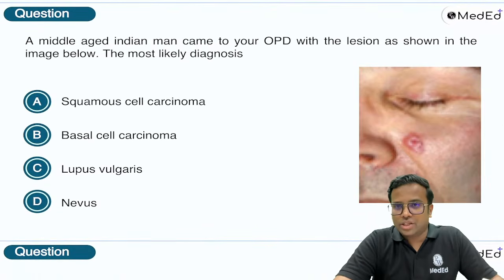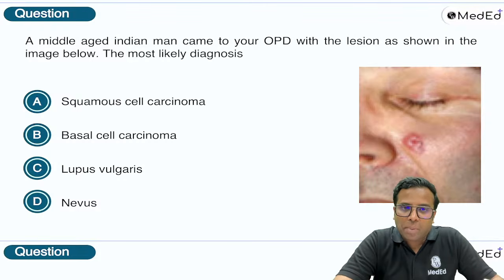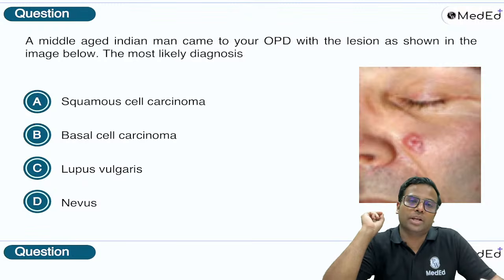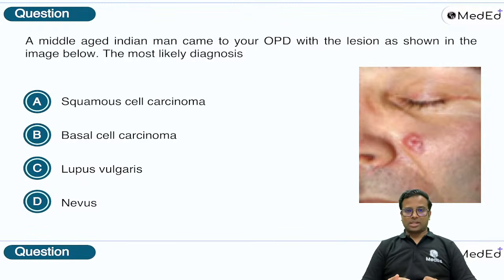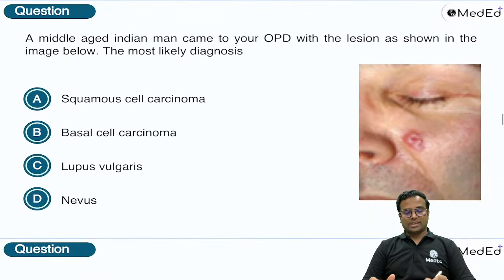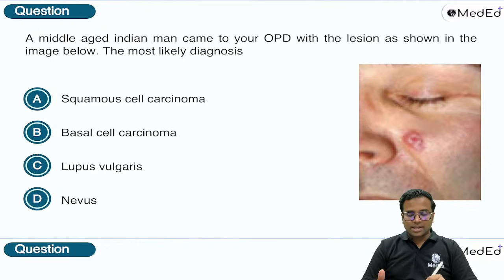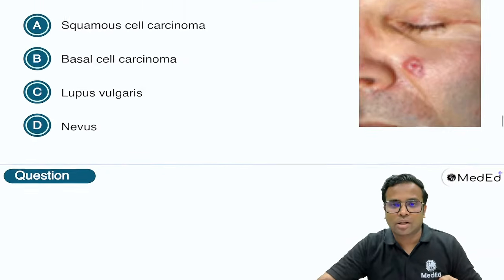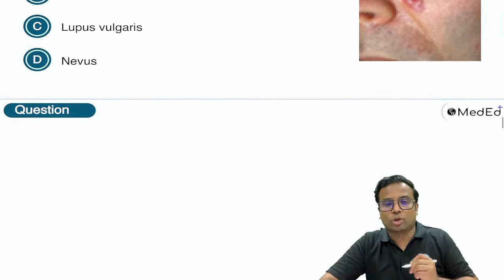A middle-aged Indian man came to your OPD with a lesion as shown in the image below. Now you can see there is a blurred image, but what I can see is there are raised, rolled up edges for this lesion. And when you see this lesion closely, in the center you can see some red spot as well, right? So where do you find this kind of a lesion? For me, I can see several clues here.